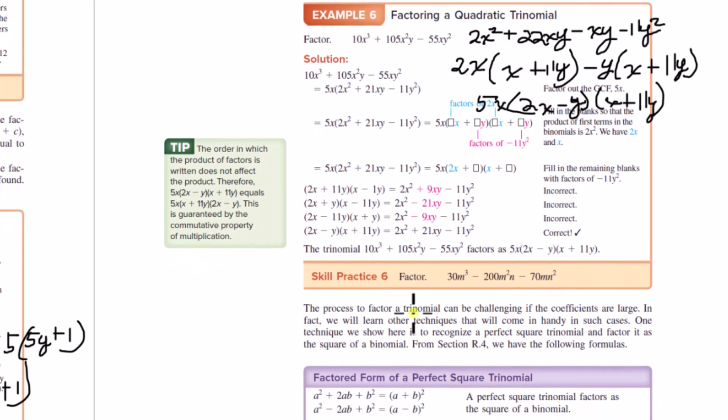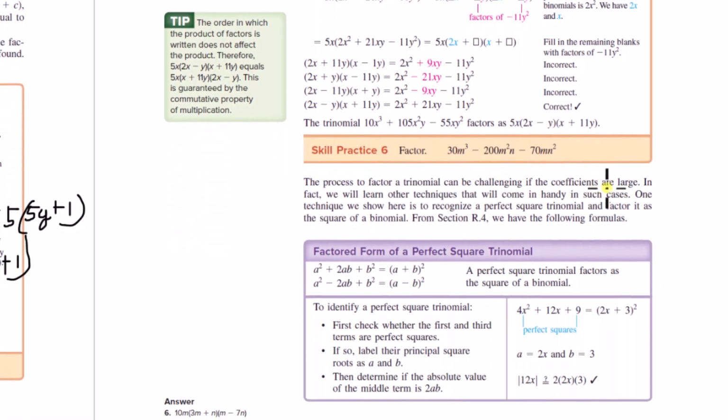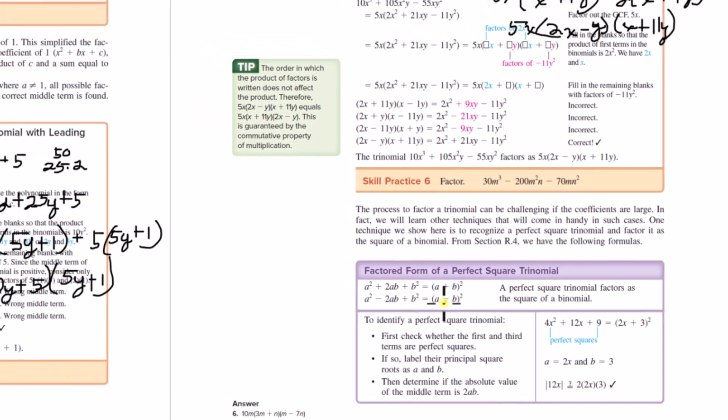All right, the process to factor a trinomial can be challenging if the coefficients are large. Okay, and so you can look for a trinomial that is a perfect square. So this is a plus b squared, a minus b squared, we talked about this in, I think it was the previous section, R.3 or R.4. If you've got something in this form, then you can factor it into a perfect square, a binomial, right?